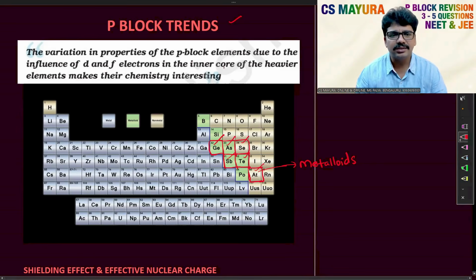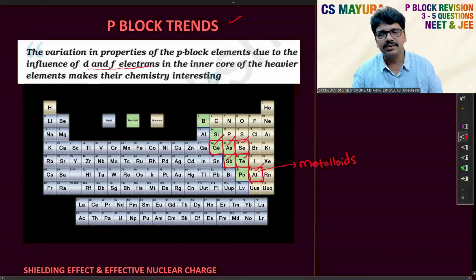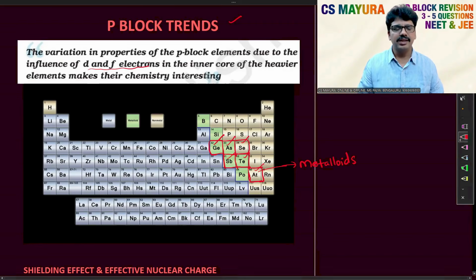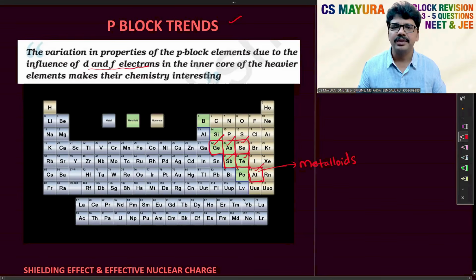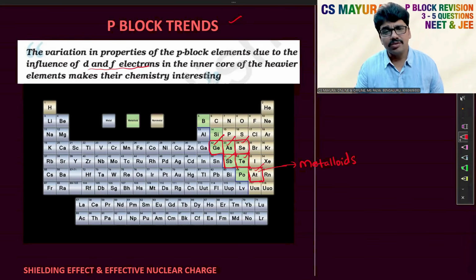The variation in the properties of P block elements due to influence of d and f electrons in the inner core of heavier elements makes their chemistry interesting. Generally, atomic radius means what? Down the group increases.